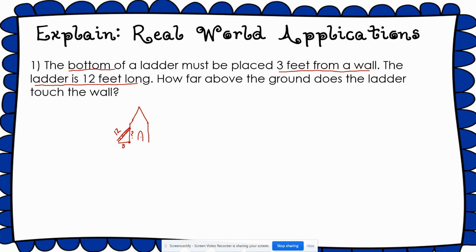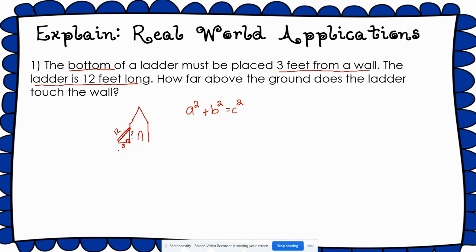Whenever you have a wall, unless otherwise stated, the wall and the ground should always create a right angle. Because of this, what we've created here is technically a right triangle, and we can apply the Pythagorean theorem to this. So we would use our formula a squared plus b squared equals c squared. In this case, we would be missing one of our legs.